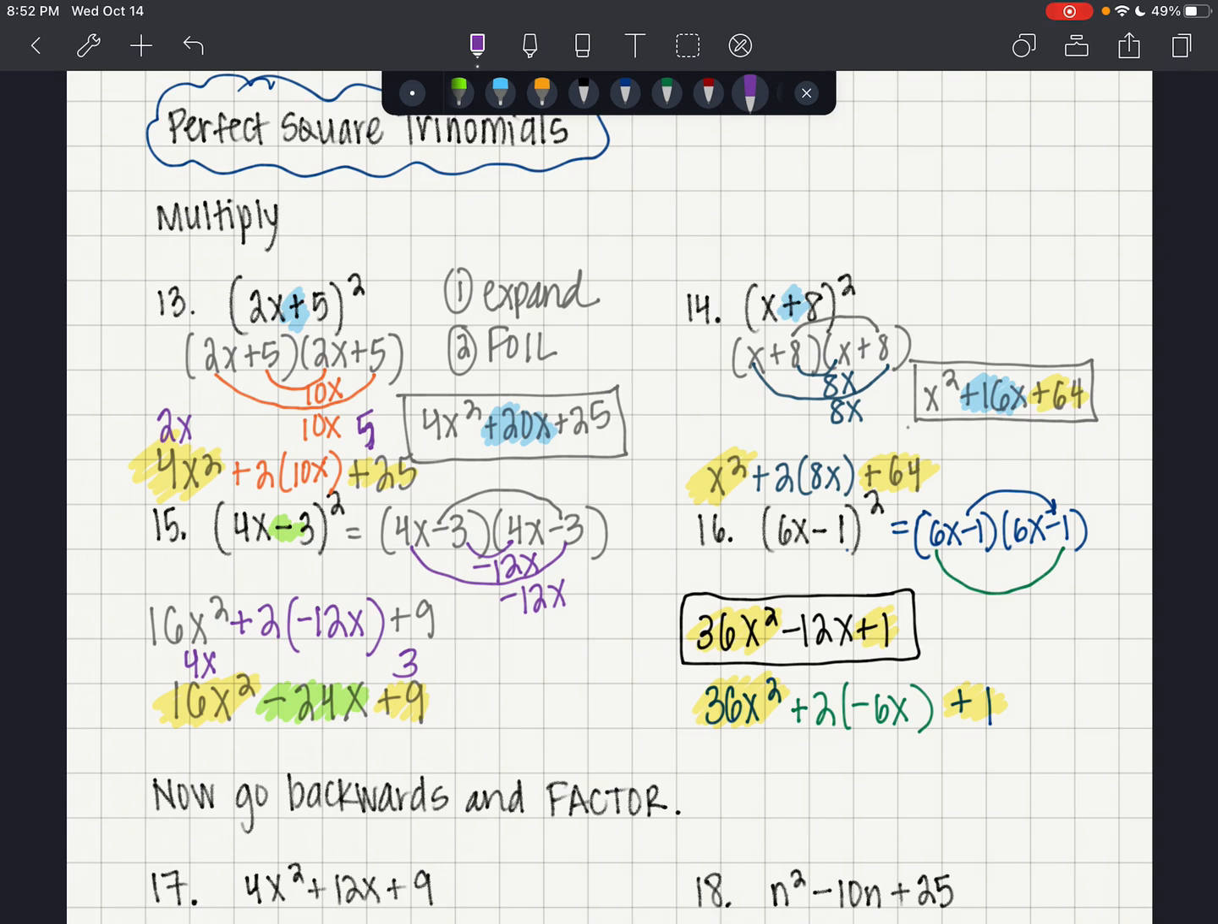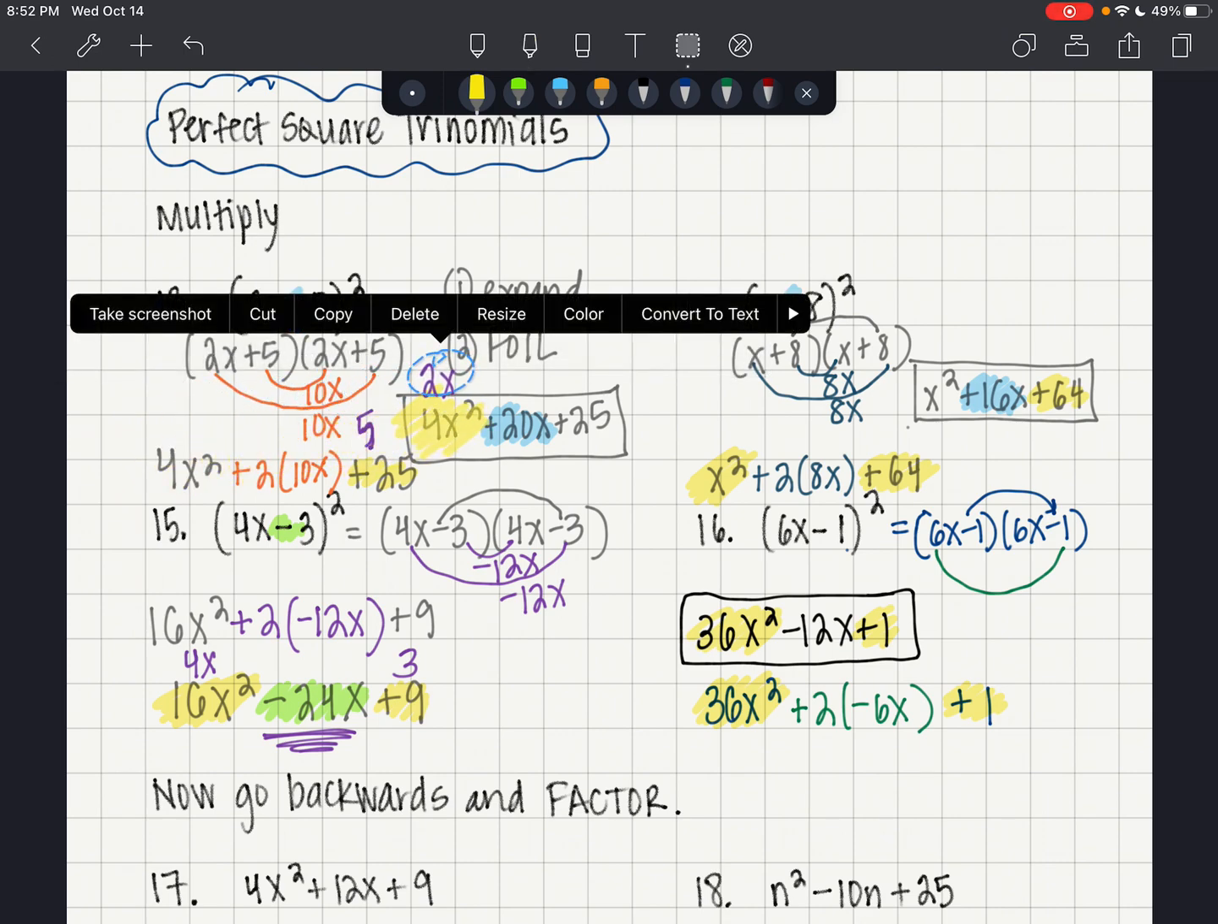Now let's just kind of look here on the left-hand side. Let's look at the 4x and the 3. What's the relationship? 4x times 3 twice. Okay, let's look here. I wrote this in the wrong spot. There we go. Look at that.